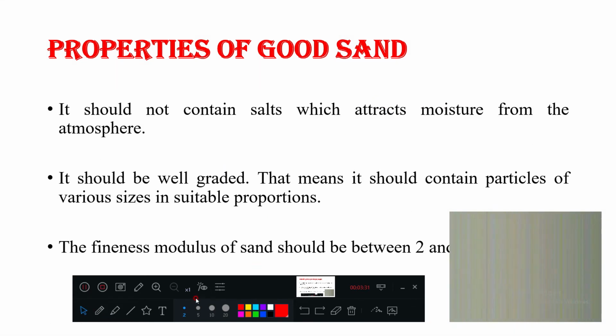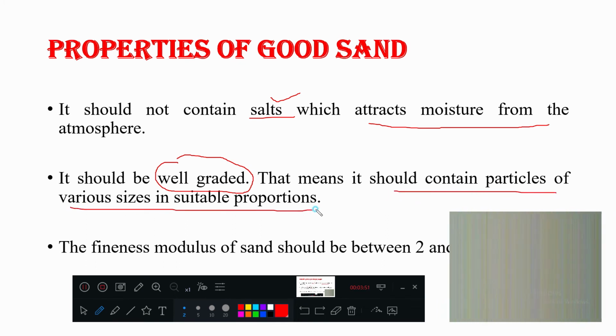What are the other good things? It should not contain salts. We have seen efflorescence and dampness problems. It should not contain salts which attract moisture from the atmosphere. First thing. Second thing, it should be well graded. I will explain this term, well graded. That means it should contain particles of various sizes in suitable proportion.